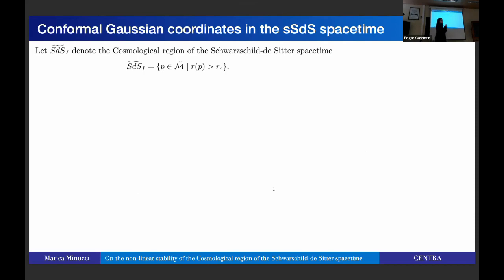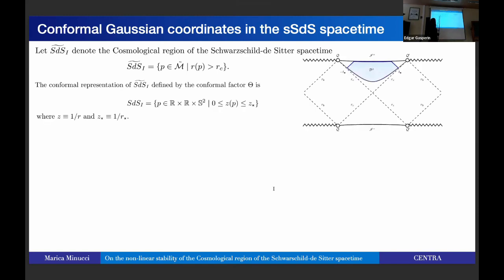Now, the next thing in our recipe is to construct a system of conformal Gaussian coordinates. To do that, we can define the Schwarzschild-de Sitter region tilde as the original region in the physical space that we are analyzing. This is then mapped conformally to this new region here, which you can see in this picture in terms of the coordinates tau and rho instead of t and r.